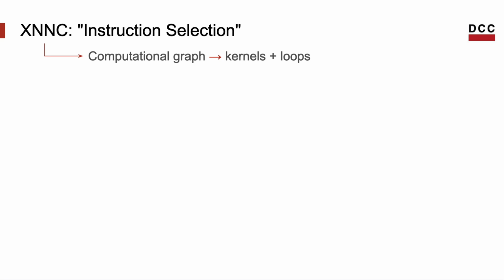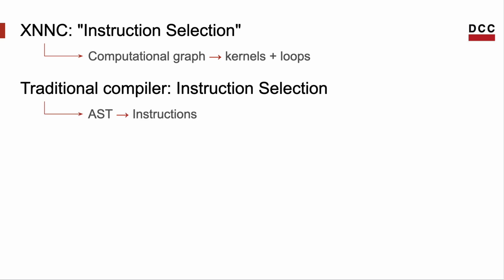Something that I find interesting in this world is that we do have an instruction selection phase, but it applies on the computational graph. That's in contrast to a traditional compiler, where instruction selection will do pattern matching on the AST, and convert AST nodes, or maybe higher level IR nodes like the LLVM IR, into instructions. In the tensor compiler, we convert nodes of the computational graph into kernels and loops that may put these kernels together.